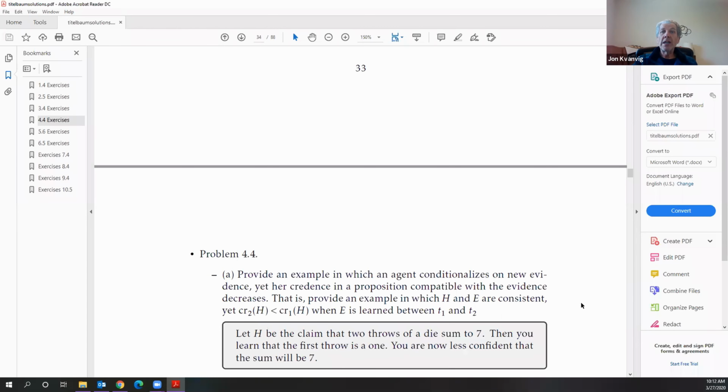So here's one. Let H be the claim that 2 throws of a die sum to 7. Then you learn that the first throw is a 1. You are now less confident than you were before that the sum will be 7.